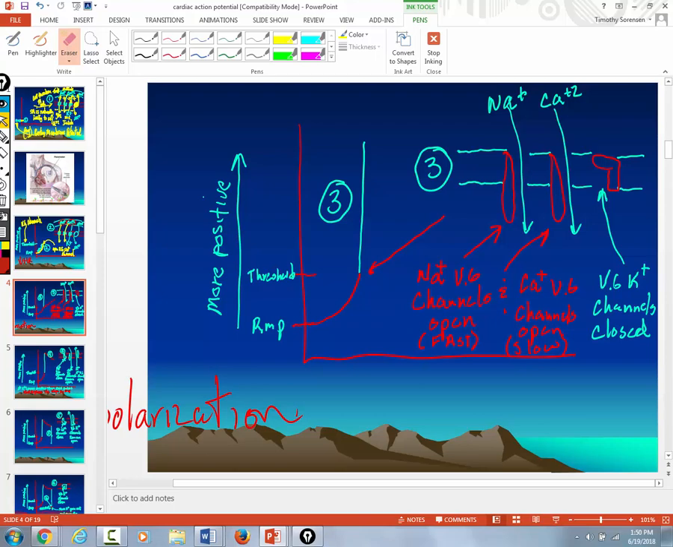And when the SA node cell fires, watch it. That's called depolarization. So the SA node has depolarized. It's fired. Who's with me? Guys, at all? A little bit? Better write this down. What's the most important element in muscular contraction? Where does the heart and blood vessels get its calcium from to contract?